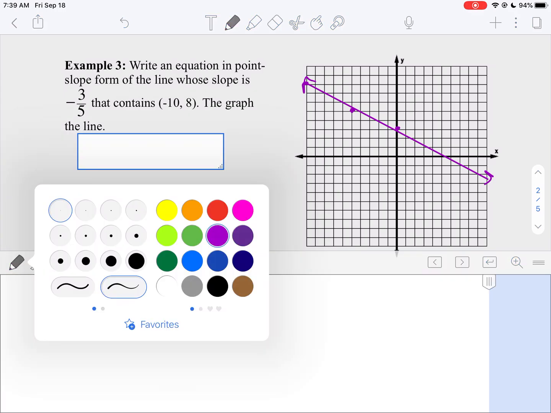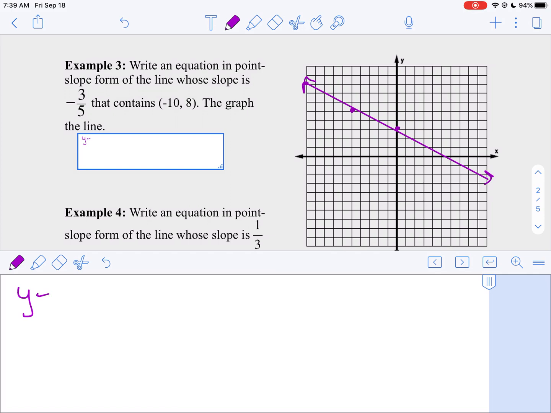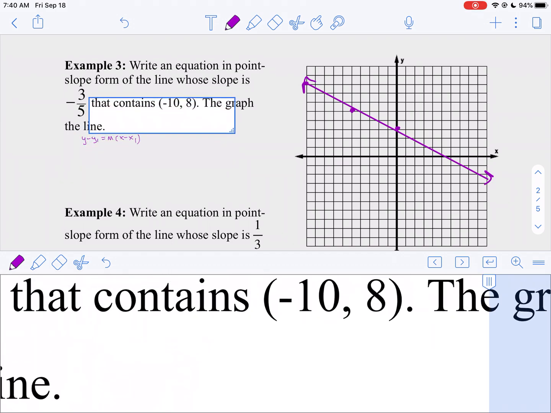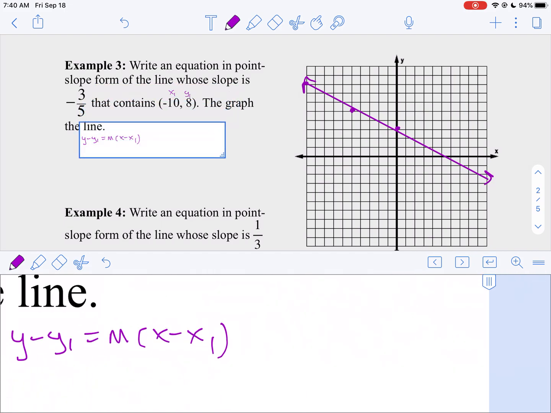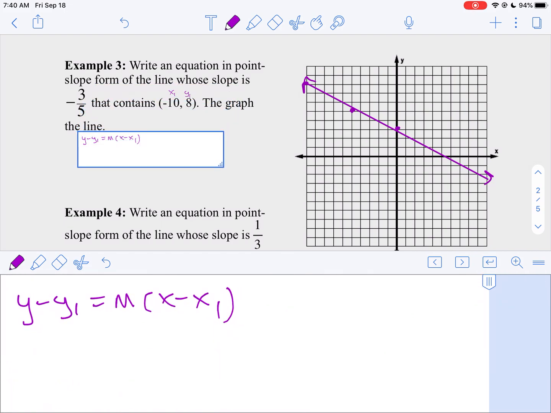That's y minus y1 equals our slope times x minus x1. Well, we know our point is negative 10 and 8. So x sub 1 is negative 10, and y sub 1 is 8. So now let's just type that in. We're going to say y minus your y coordinate, which is 8, equals our slope, which is negative 3/5, times x minus a negative 10.